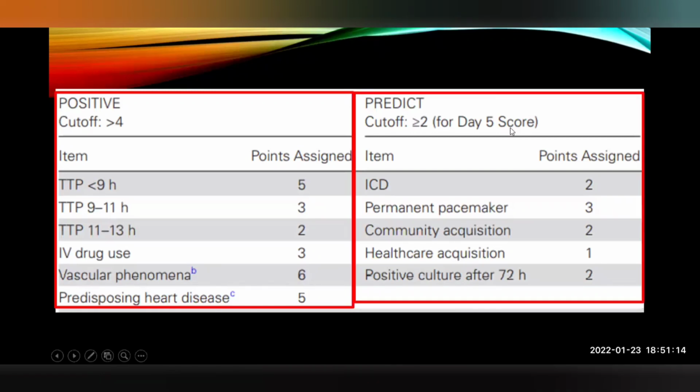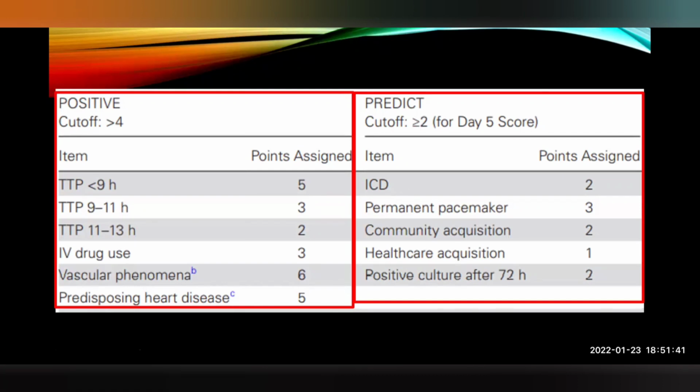Another scoring system is the PREDICT scoring system. This PREDICT scoring system they do consecutively on day 3 and day 5. The cutoff for the day 5 score is 2. The factors they have considered are ICD, permanent pacemaker, community acquisition of the infection or whether it is a healthcare associated infection, and positive culture after 72 hours. So these are the things they have considered.